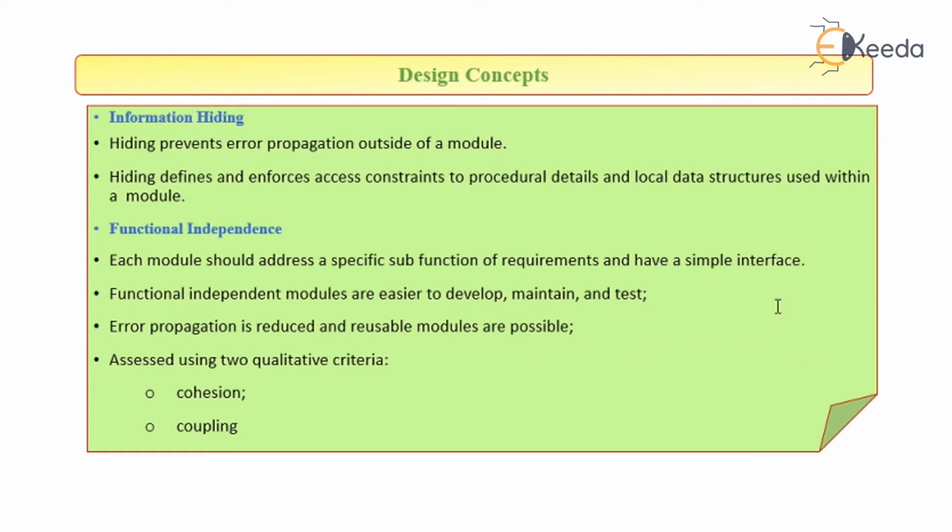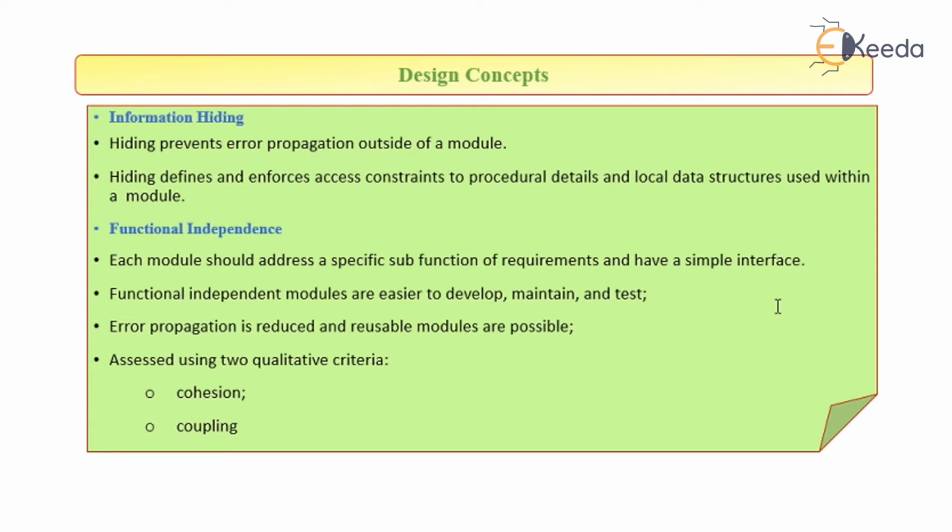Information hiding. All the information need not be known to each level of the access hierarchy. Hiding information prevents error propagation outside the module. That means an individual working in a system of security need not know what is there in the architecture of the design. His restriction should be related to the structure and not to the other aspects. This is in order to minimize error or confusion. Hiding defines and enforces access constraints to procedural details and local data structures used within a module.